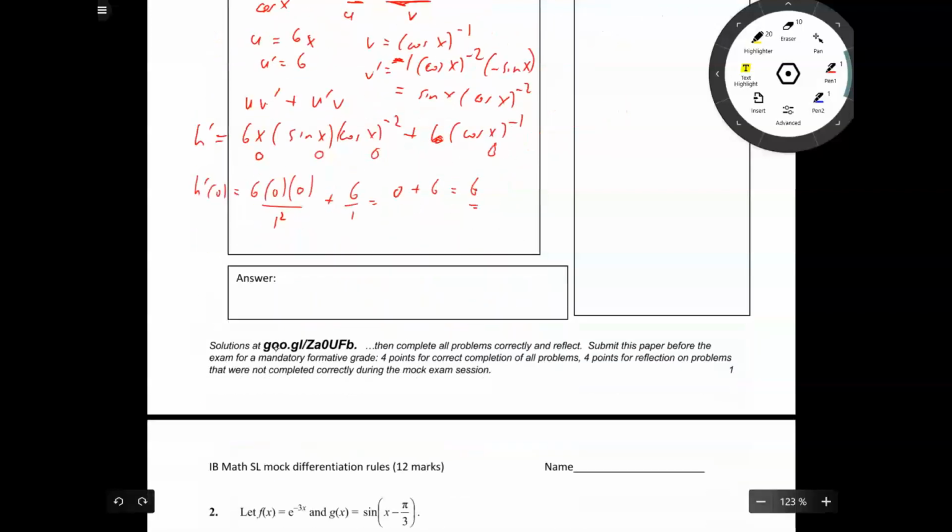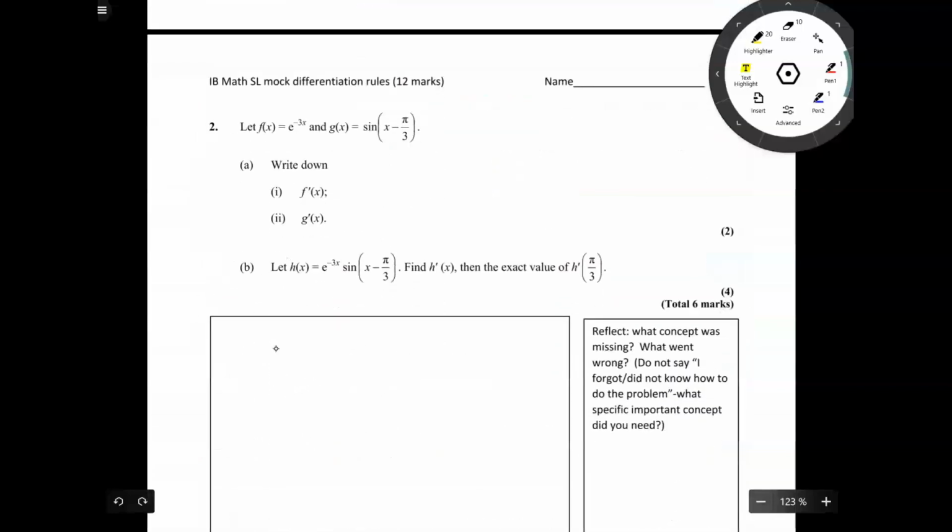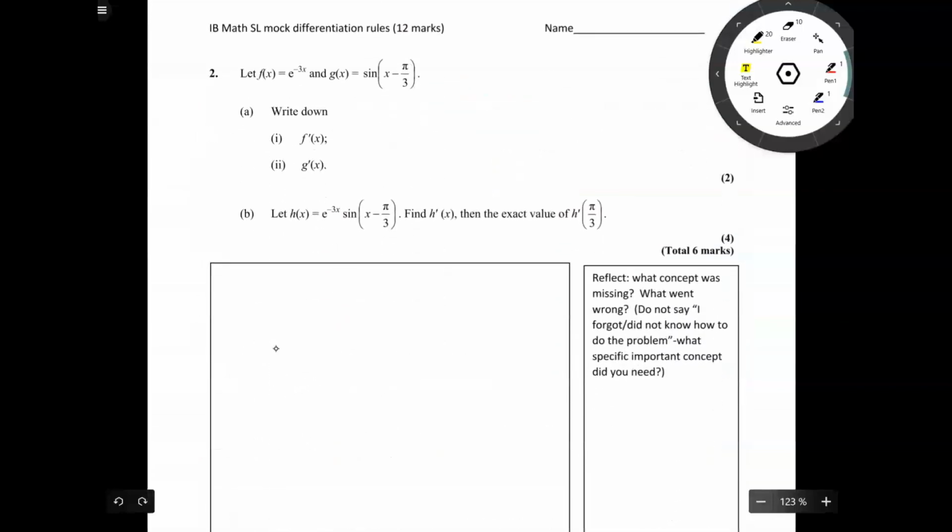So let's move on to the next problem. Number 2. Let f of x equal e to the -3x, and g of x equal sine of x minus pi over 3. Write down f dash and g dash.